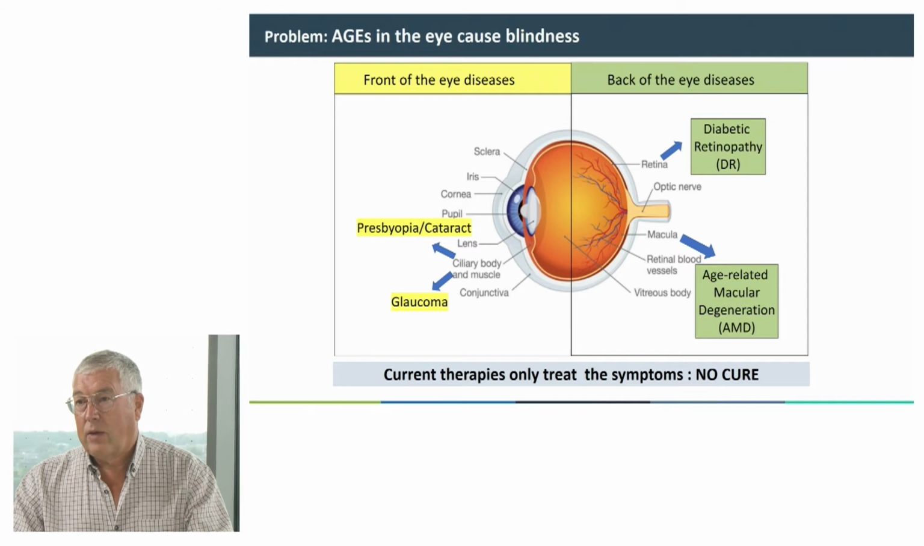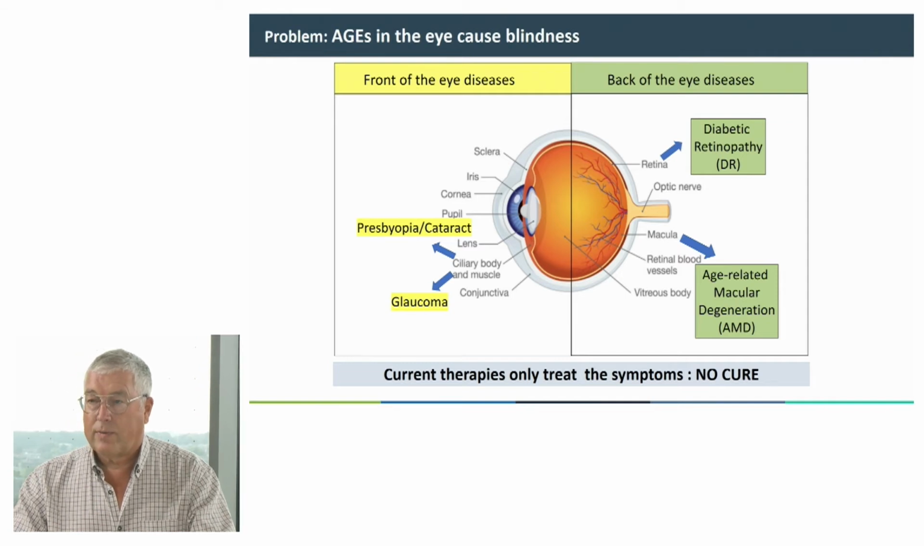In the front of the eye, presbyopia and cataract are caused by rigidification and opaqueness of the lens. And glaucoma is linked to elevated intraocular pressure, leading to atrophy of the optic nerve and blindness. In the back of the eye, diabetic retinopathy and age-related macular degeneration lead to blindness. The current therapies only treat the symptoms. There's no cure.